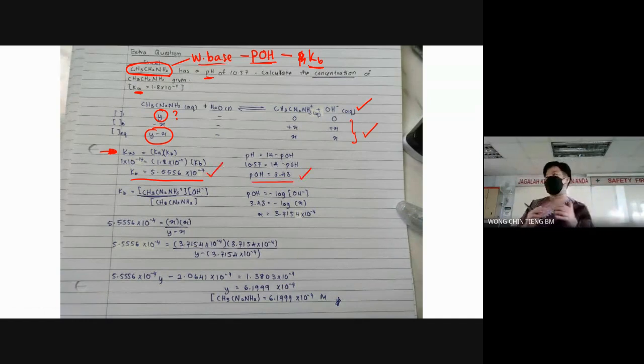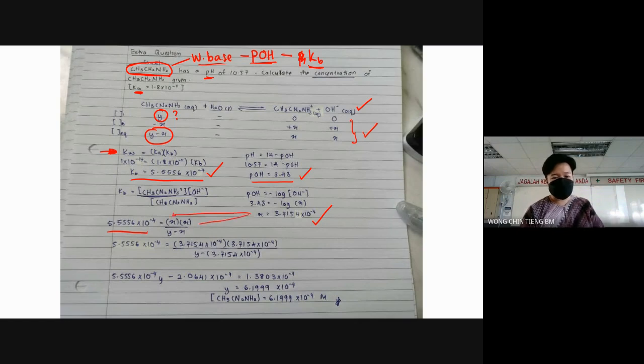This is where the confusion starts. Masukkan KB value. Masukkan OH minus value. Kamu akan dapat the concentration of your OH minus. Kamu dapat X kamu. Okay, 3.715 times 10 to the power of negative 4. KB value yang kamu dah kira, substitute. X value yang kamu dah kira, substitute.